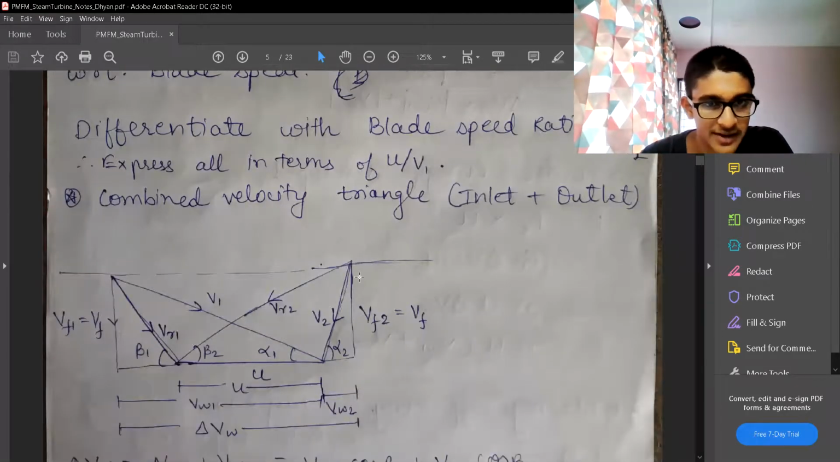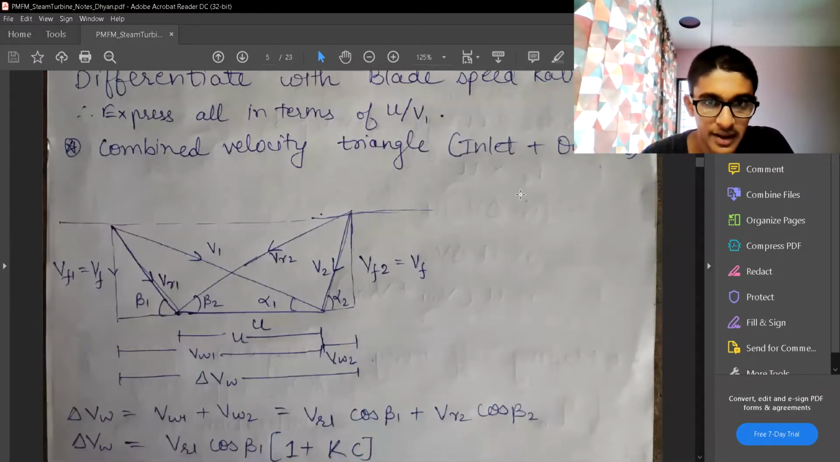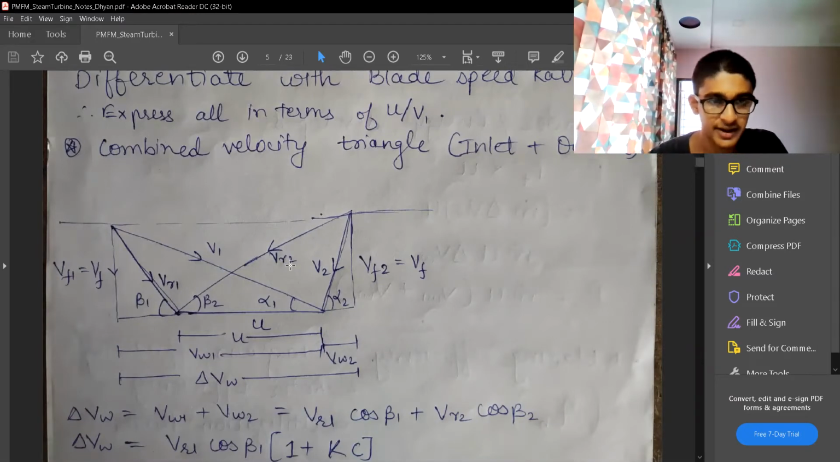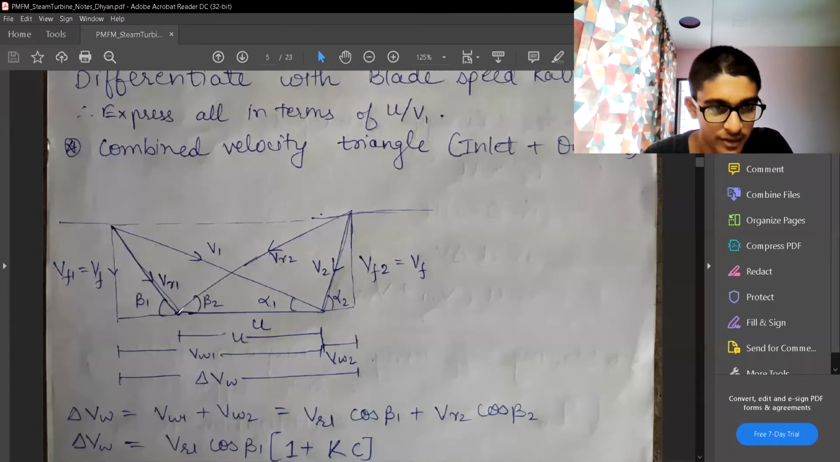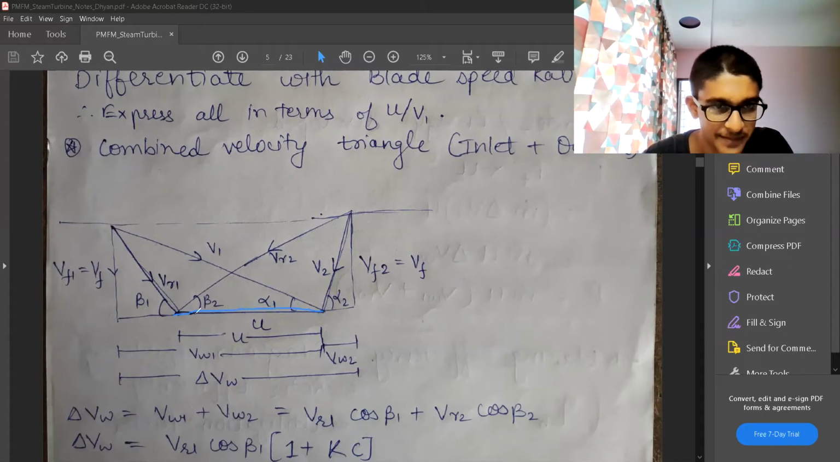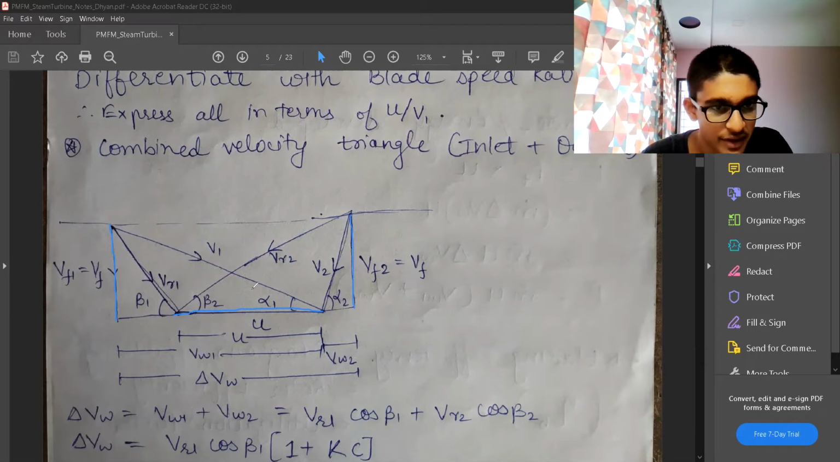So this is a very important thing, which is the combined velocity triangle. That is, we have combined inlet and outlet velocity triangles in a single triangle, like a single base. And let's start drawing this. This is very important for everyone. We should start drawing it with the common base, which is u. Blade speed remains constant at inlet and outlet. Then we can start with the flow velocity vf. Vf1 and vf2 are equal. That's why I'm saying vf.